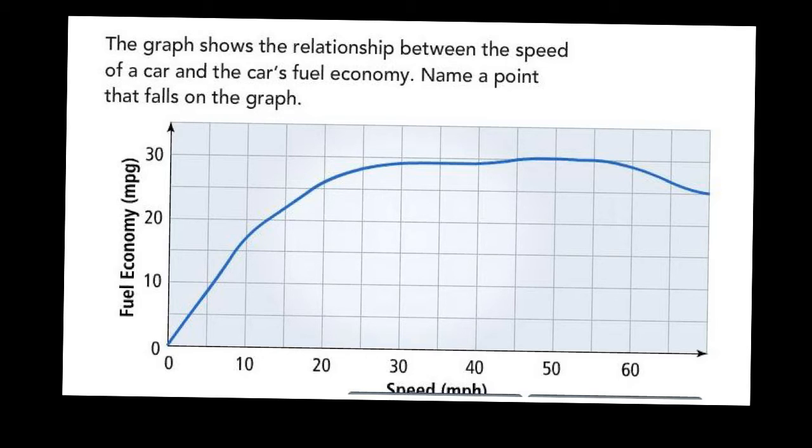And I'm going to label these, just to get used to it. That's the y, and this is the x-axis. And remember, the coordinate pair is always x, y. All right, so it says the graph shows a relationship between the speed of a car in miles per hour and the car's fuel economy in miles per gallon. Name a point that falls on the graph.